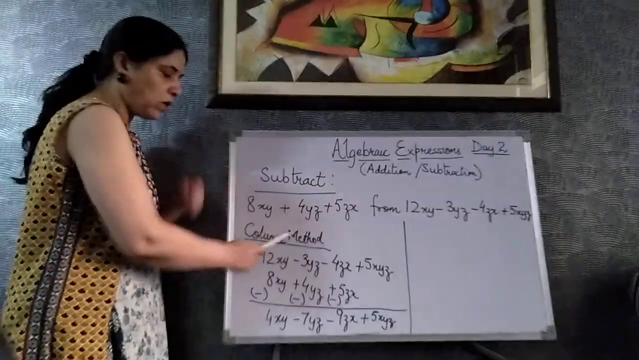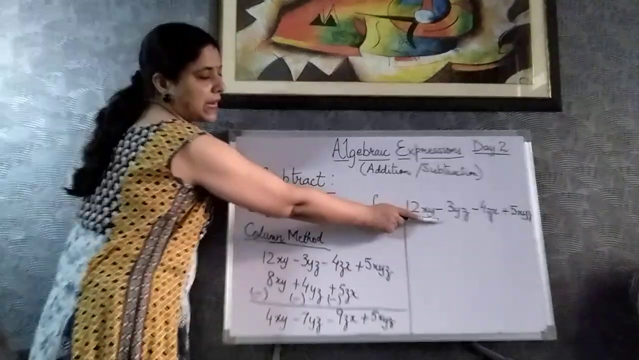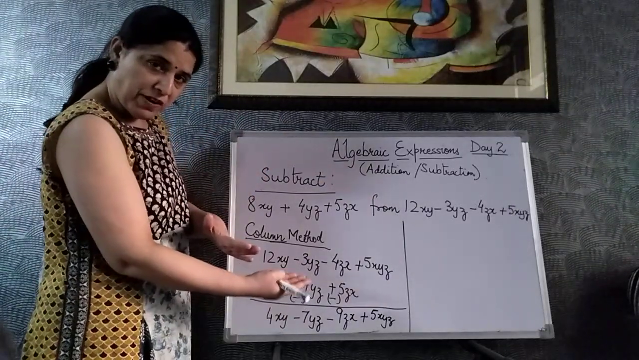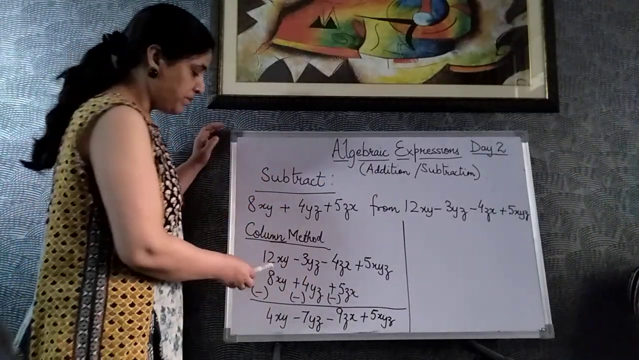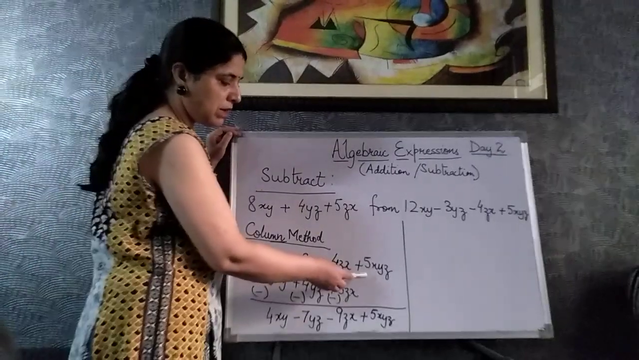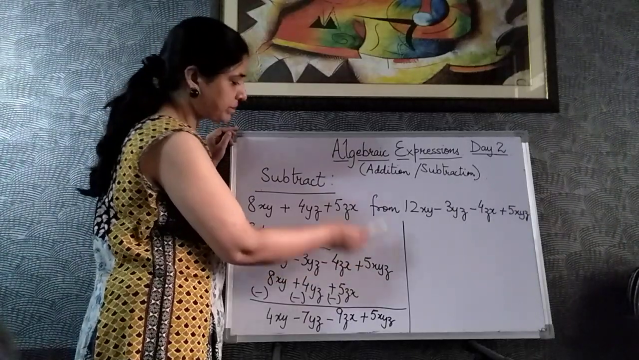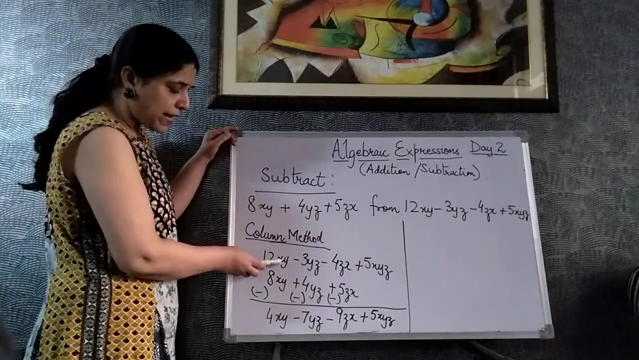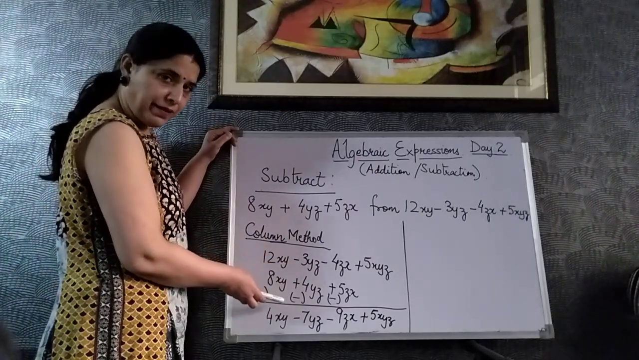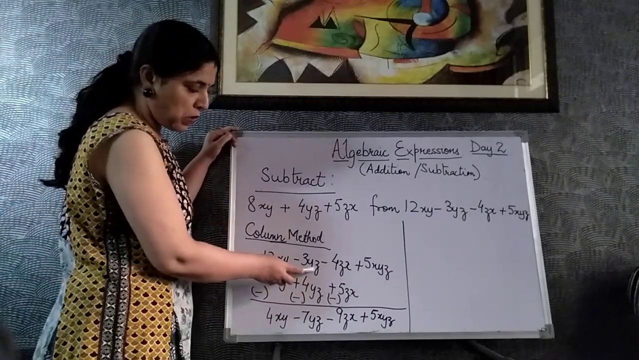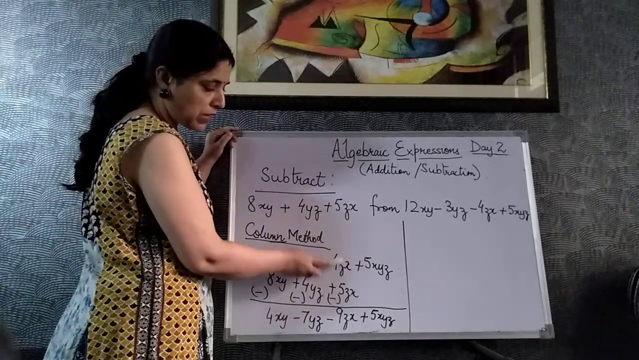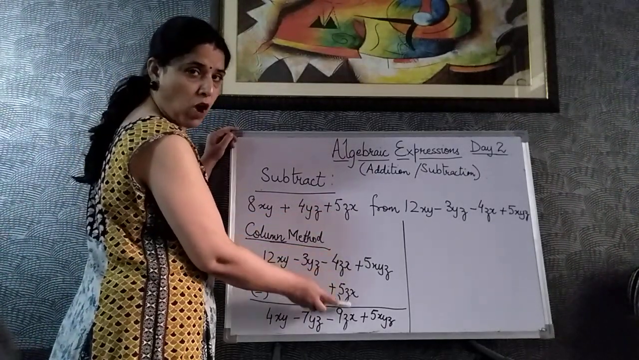Now first we will take the column method. In column method, the second expression should come at the top, from where we will be subtracting the first expression. Now 12xy minus 3yz minus 4zx plus 5xyz, and below it 8xy. Now xy below xy only. Like terms have to be written one below the other here also. 4yz, so below 4yz, 3yz. 5zx should come in this same column.